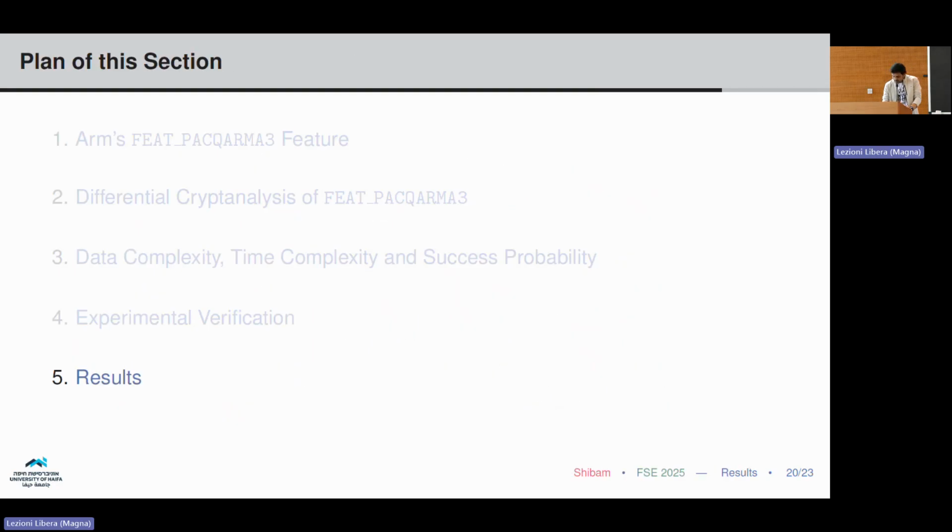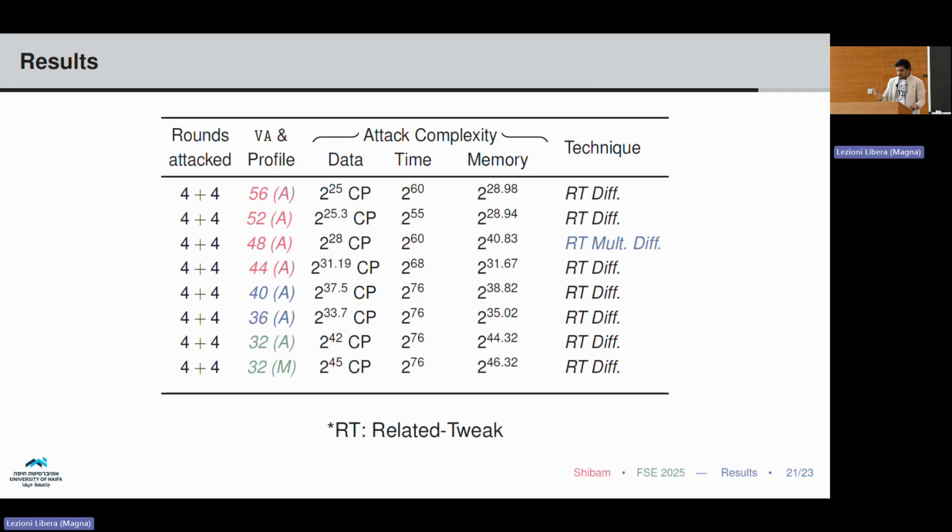Okay, now let's discuss the results. So here are the results we obtained. Let's start with the good thing, which is the 32-bit address space. For both A profile and M profile, it seems to give good security in terms of data complexity.